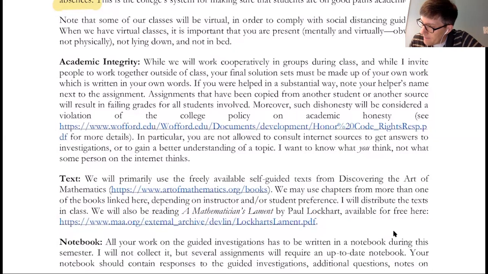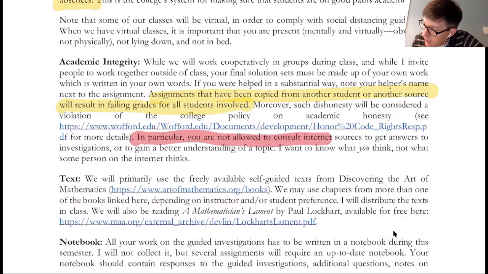Sorry, I'm gonna highlight that. All right. And that will also be considered a violation of the college's policy on academic honesty. And so that would not be good. This is super, super important. In fact, it's so important, it's gonna get a different color highlight.